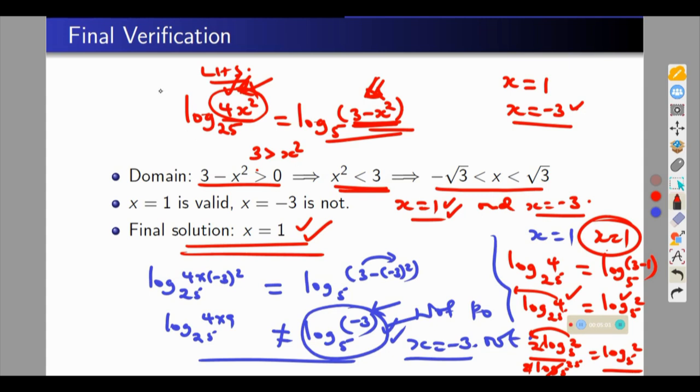Whenever you get two values of x, make sure you always verify whether one or all of them satisfy the given expression. So that is about logarithm, and I hope you find this video helpful.